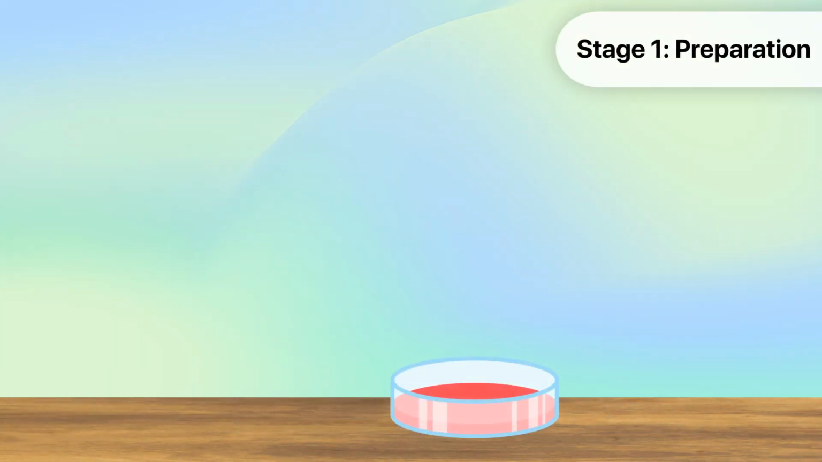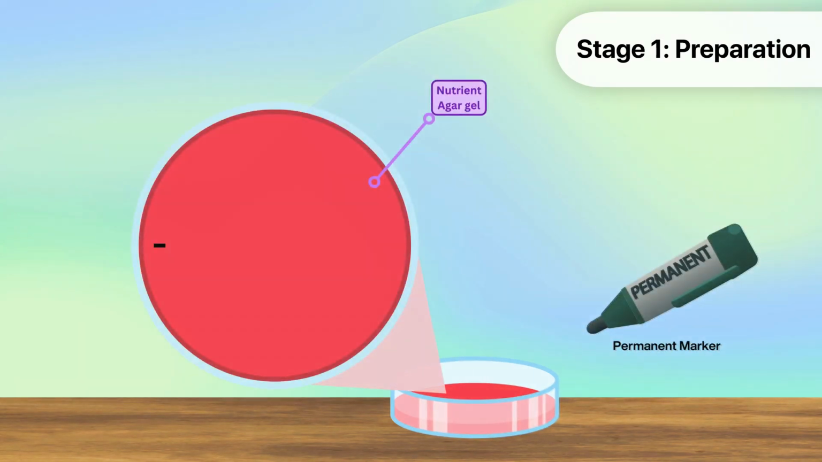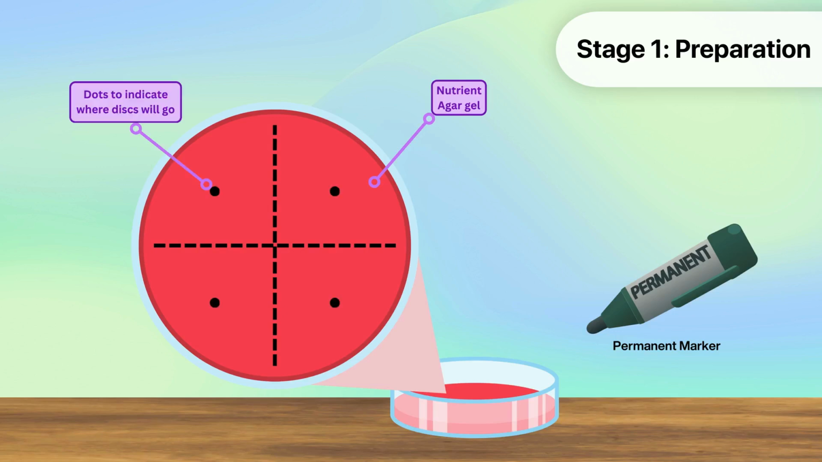We also need to prepare our agar plates. Using a permanent marker, divide the bottom of the agar plate into 4 sections as shown in the diagram, marking a dot to indicate where the discs will go and labeling each section.